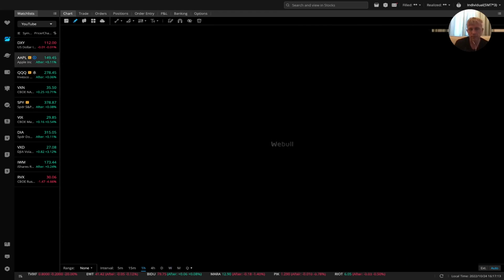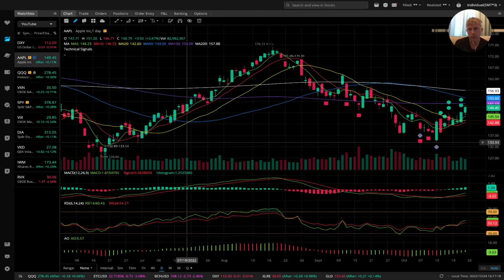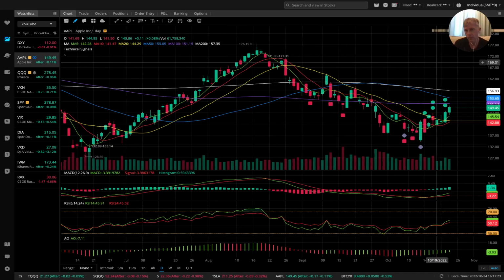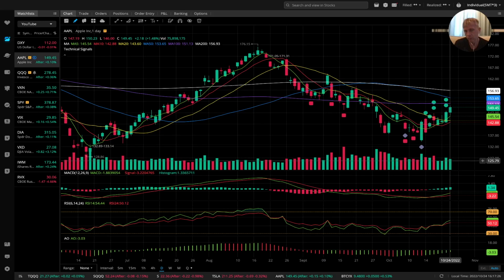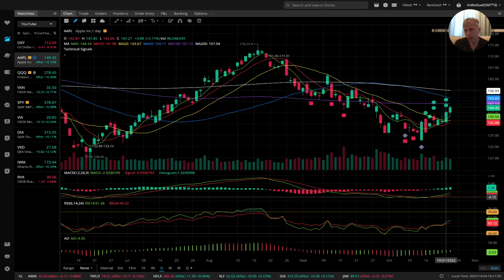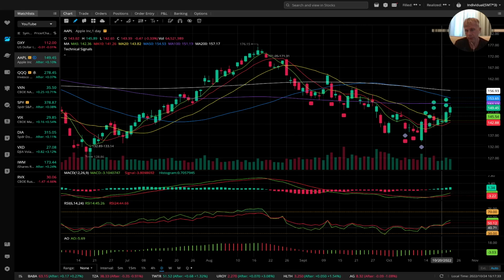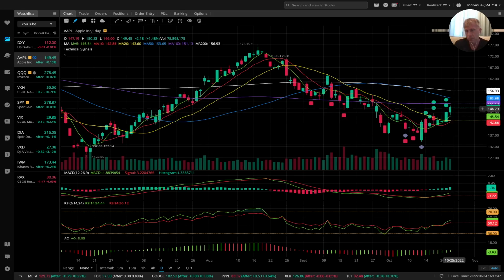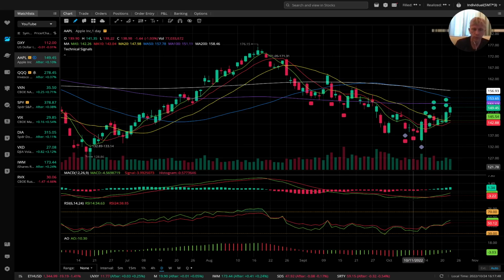Let's move to Apple. Apple daily, green bar, green day, positive day, average volume. MACD in the bullish trend, bullish signal, RSI bullish signal, awesome oscillator bullish, all bullish. Last bar between MA 100, MA 5 and 20, it's still bullish trend, bullish signal on daily.